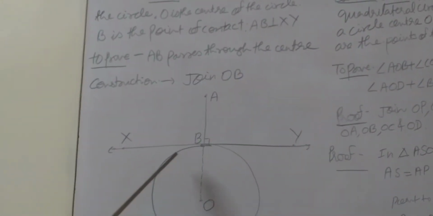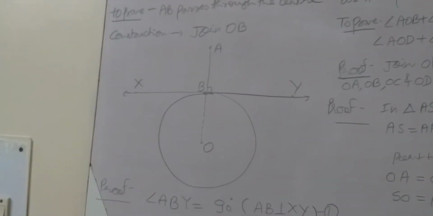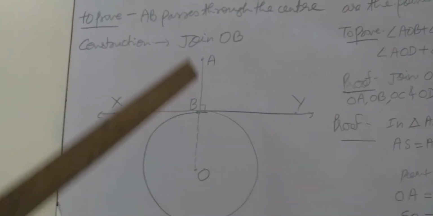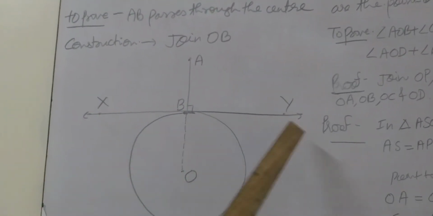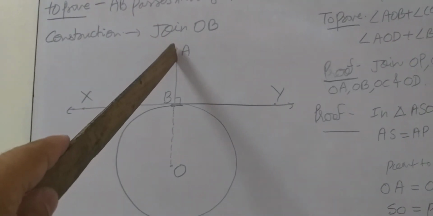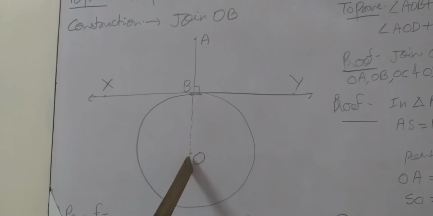Students, this is the figure, this is the circle, XY is a tangent, B is the point of contact, AB is perpendicular to XY. We have to prove that AB passes through the center.